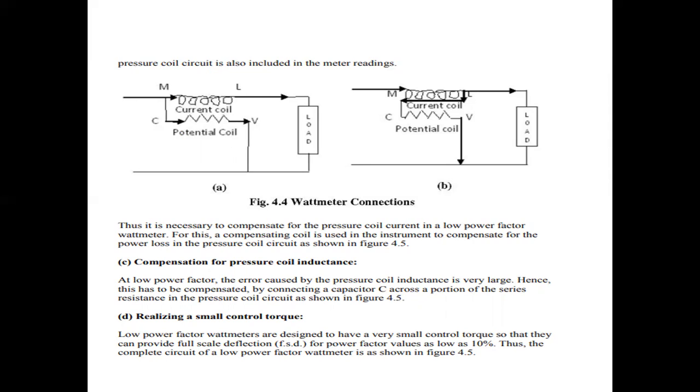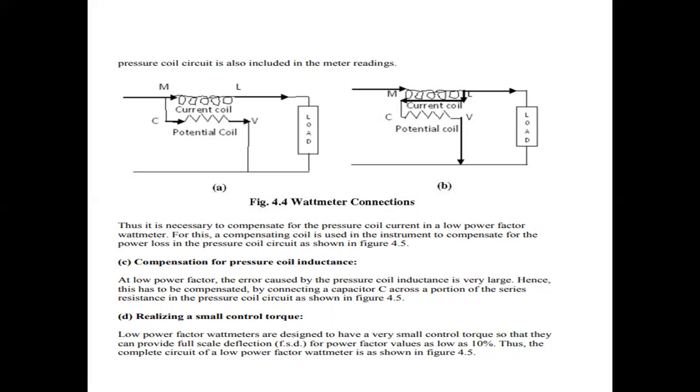For this, a compensating coil is used in the instrument to compensate for the power loss in the pressure coil circuit. Means the compensation winding which is used to reduce the pressure coil inductance. Compensation for pressure coil inductance.